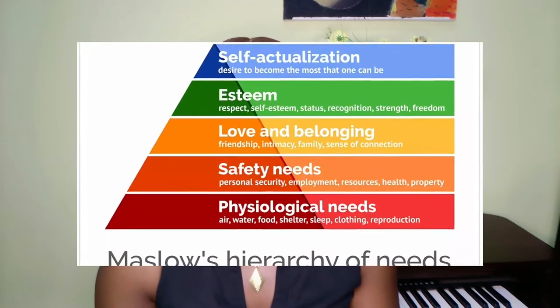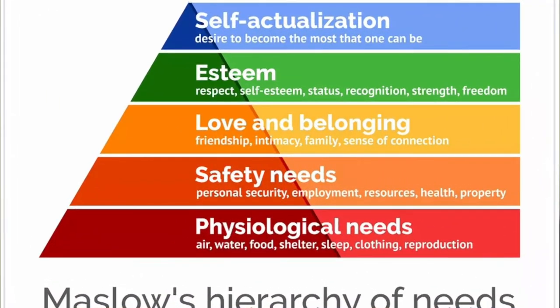Then immediately above that on the hierarchy, you have the safety needs. He believes that human beings need to feel safe. Under the safety needs, we feel a need to have some sense of control, a need for stability, a need for predictability. Human beings need security, freedom from fear. This security is both physical and psychological. So we have emotional security needs, we have job security needs, and all of these needs.